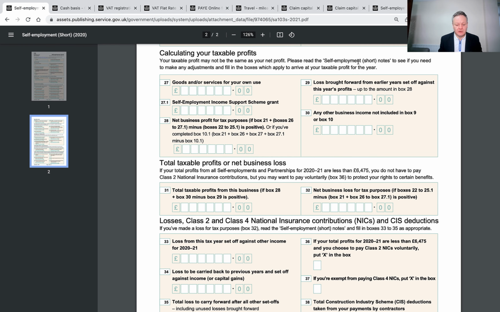Calculating your taxable profits, goods and services for your own use. As I mentioned before, you do have business purposes and personal usage, and you have to take apportionment of that. I'm going to ignore that for now.